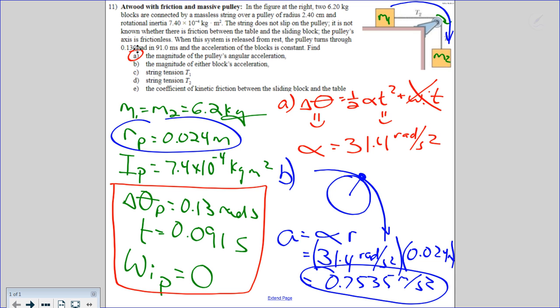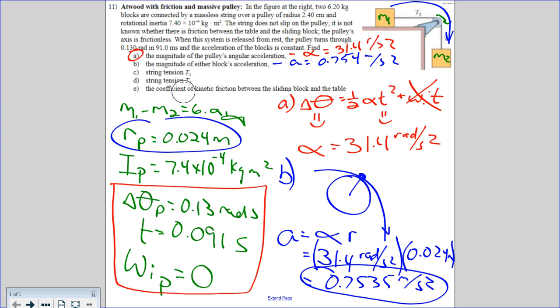Let's write these down. We found our alpha, which turned out to be 31.4 radians per second squared. We found the acceleration of the outer edge of the pulley, which corresponds to the rope and therefore the blocks, 0.754 meters per second squared. Now we need to find the tension in the two strings and then find the coefficient of friction between the sliding block and the table.